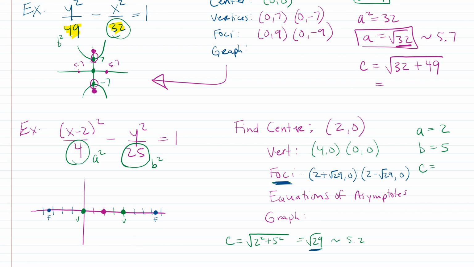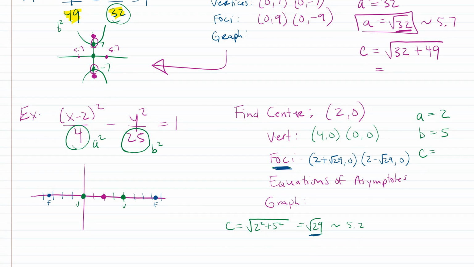Okay. Equations of the asymptotes. So the number we haven't graphed yet is our b value. So that's going to be 5 units above and 5 units below. 1, 2, 3, 4, 5. I did too many lines there. Okay.